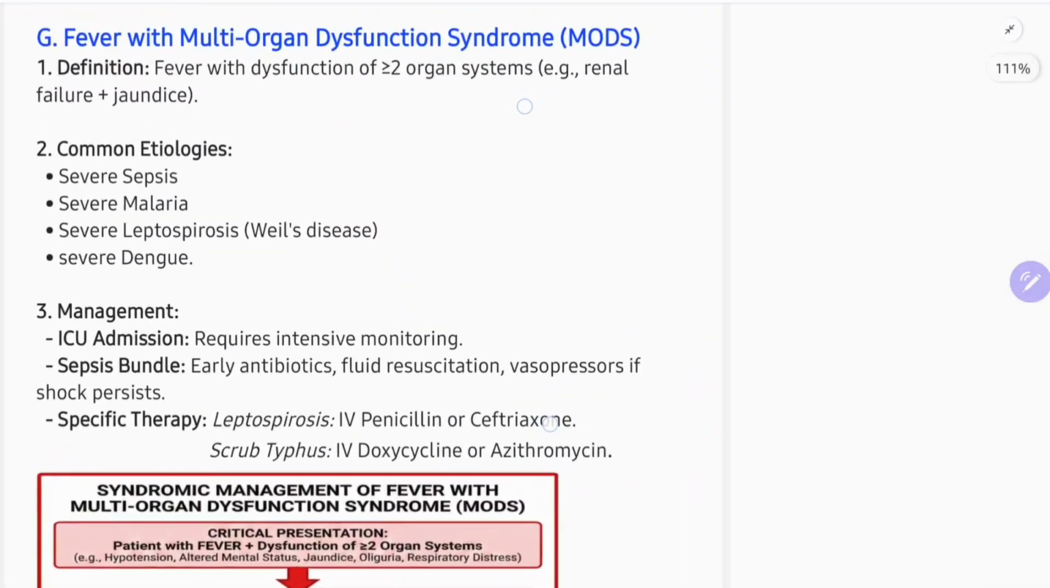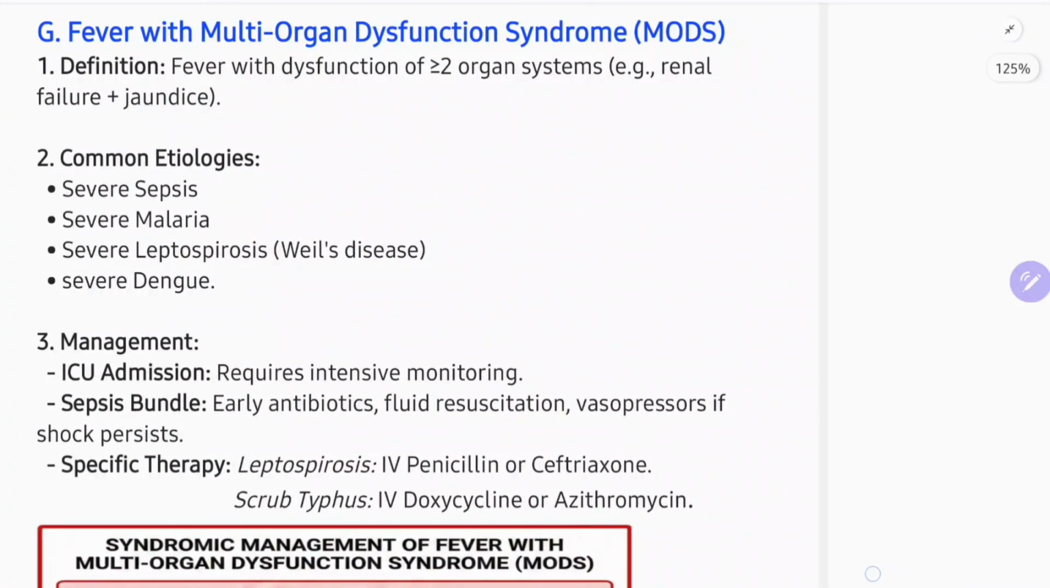Now coming to the last thing, that is fever with multi-organ dysfunction syndrome. What is the definition? Fever with dysfunction of at least 2 organ systems. Example, renal failure along with jaundice. Common etiologies include severe sepsis, viral dengue, bacterial leptospirosis, Weil's disease, and severe malaria also. You should always think viral, bacterial, typical, atypical, tubercular, and parasite.